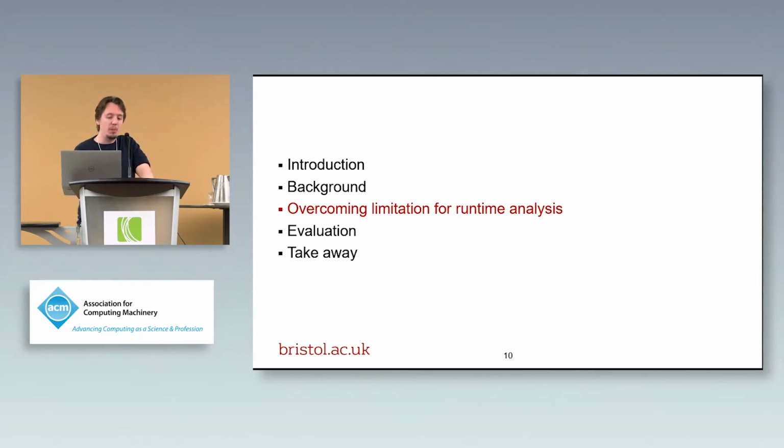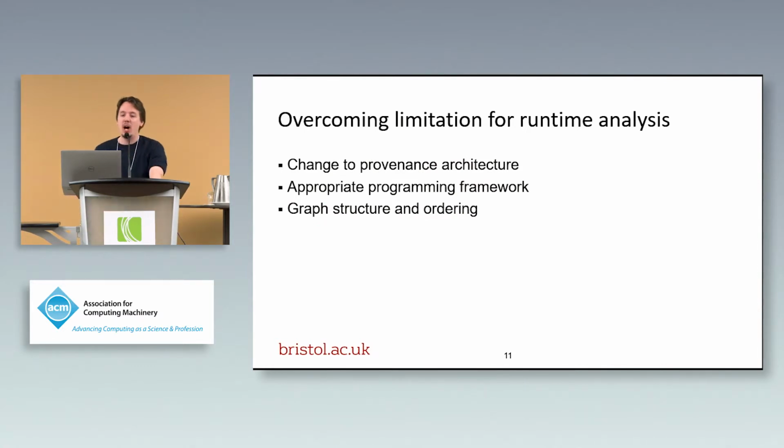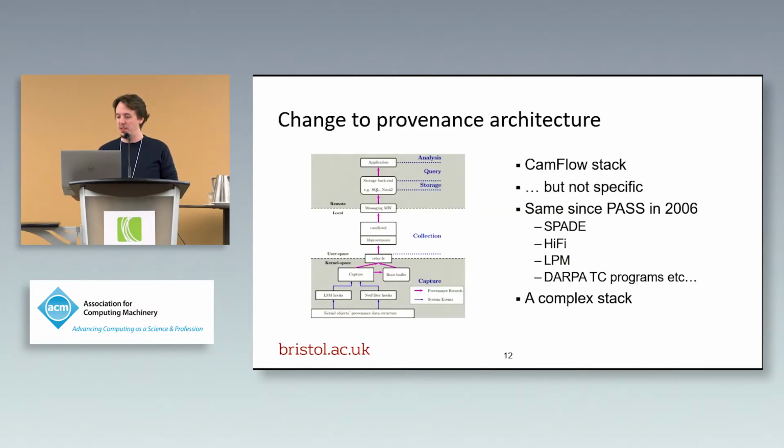So let's now talk about what we did to overcome the limitation the previous systems have to perform runtime analysis. As I said, we needed to change the provenance architecture, identify an appropriate programming framework to do graph analysis, and provide guarantees about the graph structure and ordering of events for the processing. So here we can see the stack of CamFlow, the system we developed at Cambridge and Harvard.